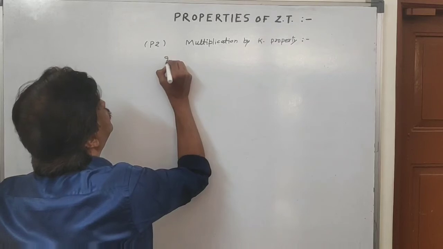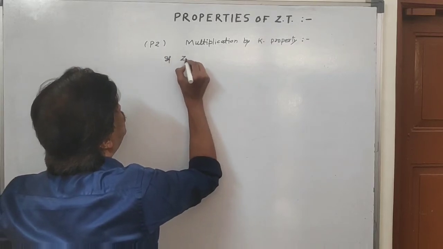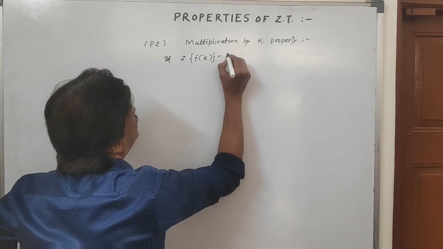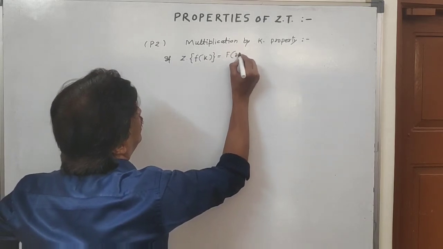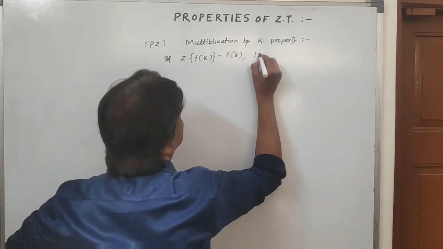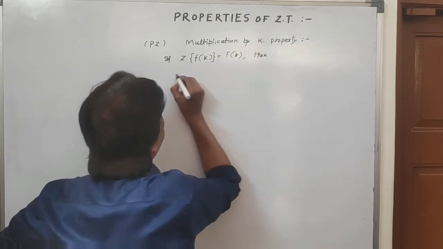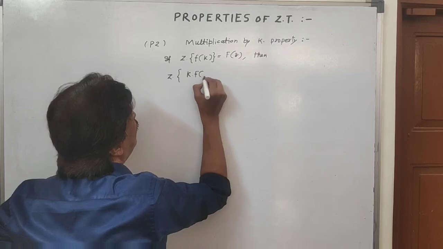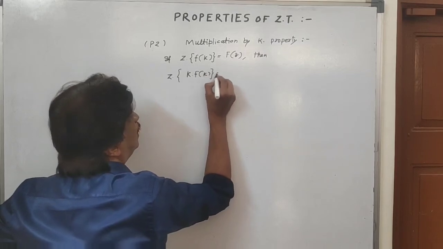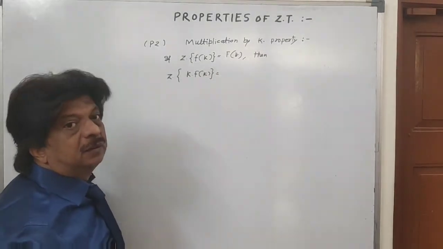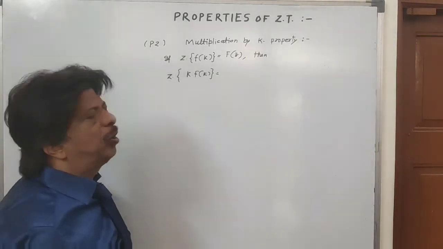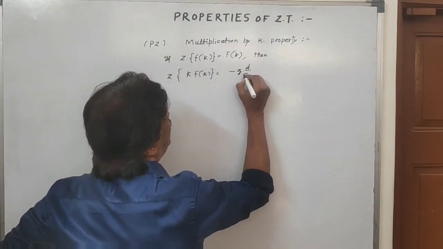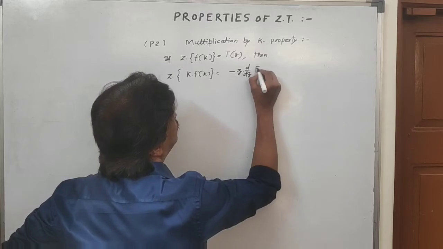If Z transform of f of k is f of z, then Z transform of k into f of k, if f of k is multiplied by k, then we can directly calculate this Z transform as minus z into d by dz of f of z.